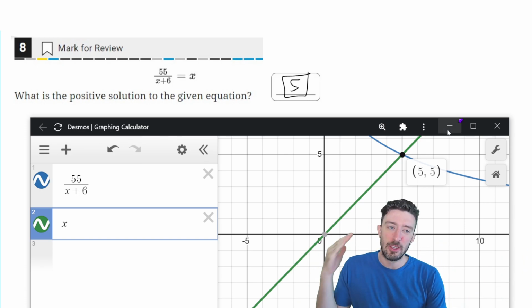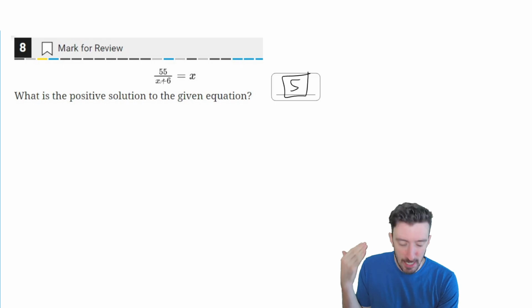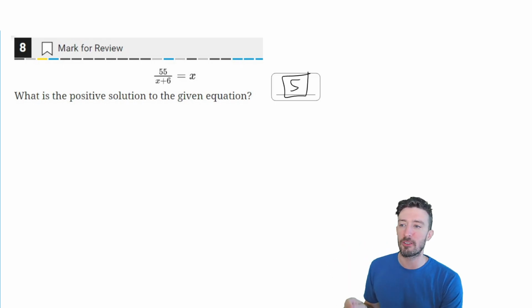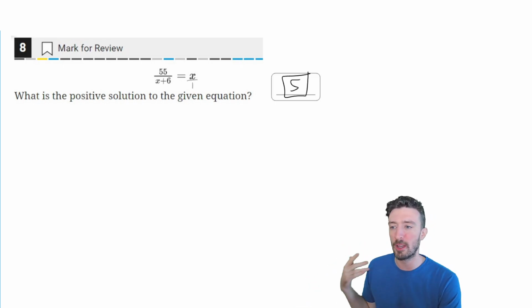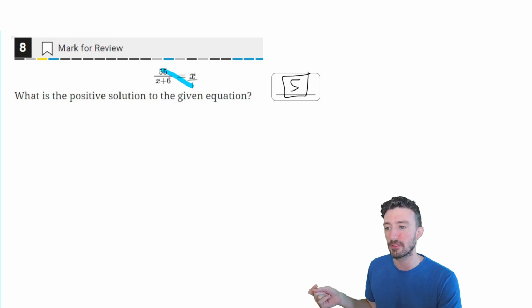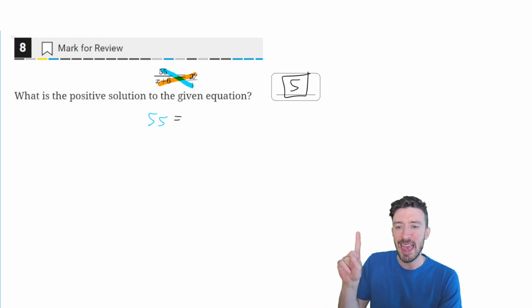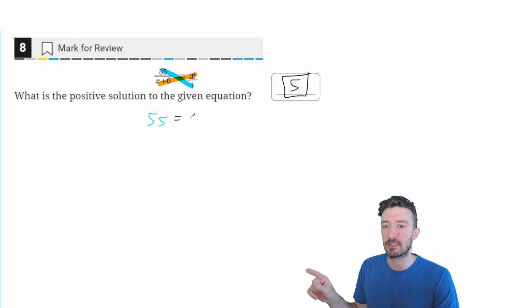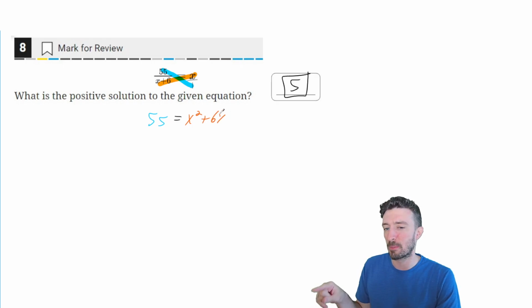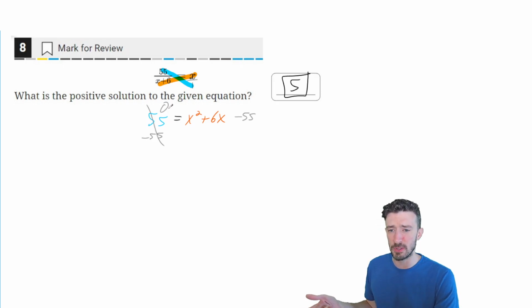Now, if you are still curious as to how you would do this without graphing, you could put this 1 over 1 and then you could cross multiply. So that means you get 55 equals x times x plus 6. That's the same thing as saying x squared plus 6x. If I now subtract the 55 from both sides, this side would turn into a 0.